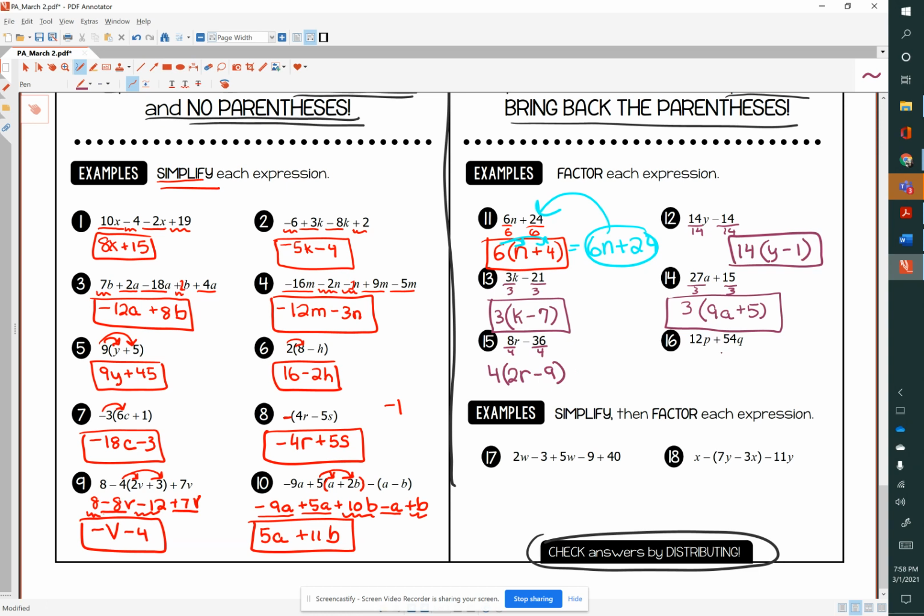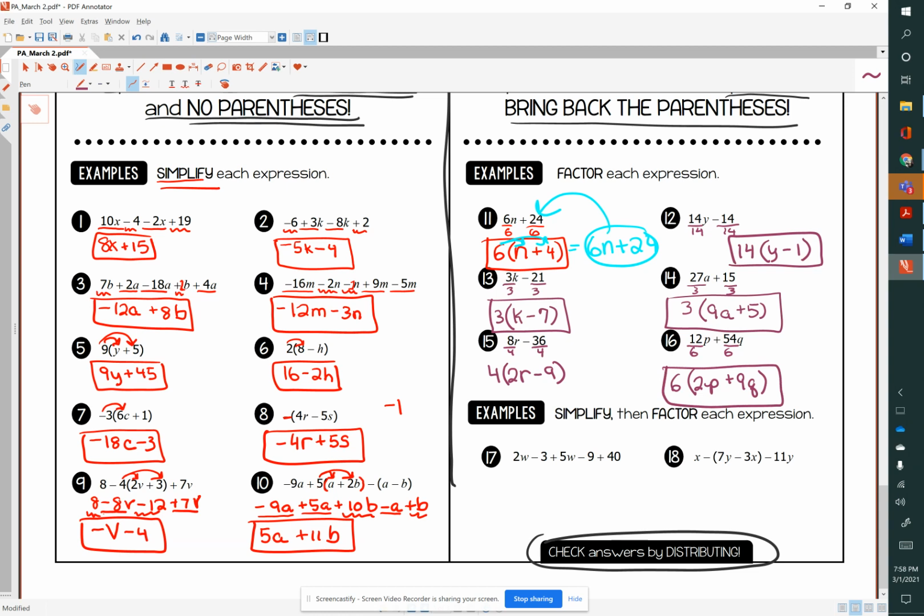And number 16, 12p plus 54q. What's the largest number? 12 is not a factor of 54, but 6 is a factor of both of those. So we're going to pull that 6 out. 12p divided by 6 is 2p, plus 54 divided by 6 is 9, and we have q in the second term of that expression.